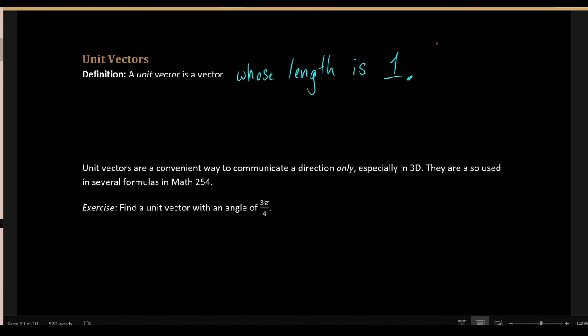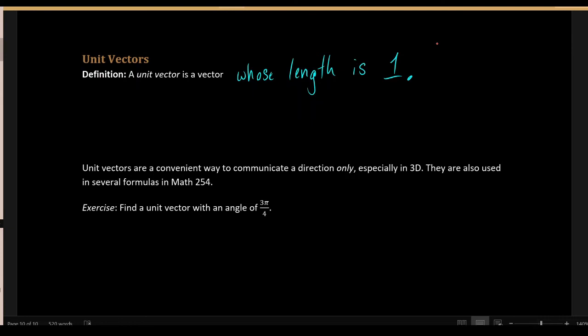If you care only about the direction and you don't care about the length at all, you can say, whatever, let's just let the length be a really simple number. Let's let the length be the number 1, and I'll use a vector of length 1 pointing in a direction to communicate that direction to the other person.